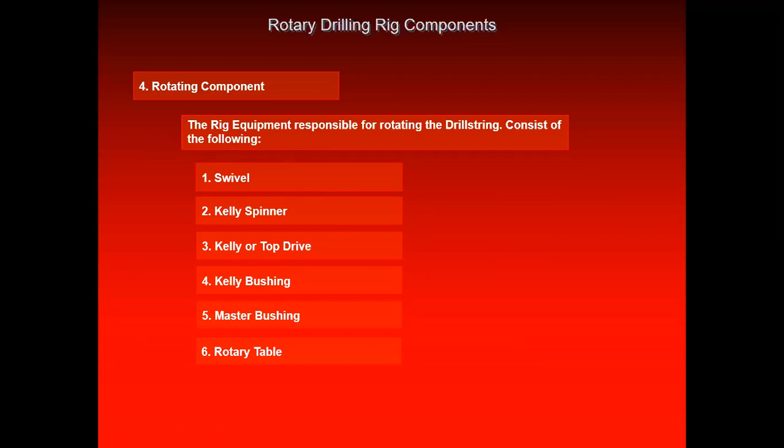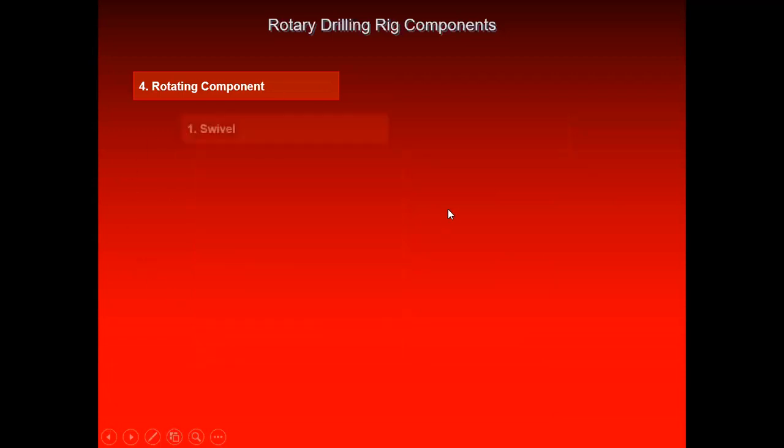So the question in the test will be like, what is the rotating system? What are the components of the rotating system? Discuss the rotating system components. So there are 6 components of the rotating system. They are swivel, Kelly spinner, top drive, Kelly bushing, master bushing, and rotary table. Now I will show you all of them before we move ahead.